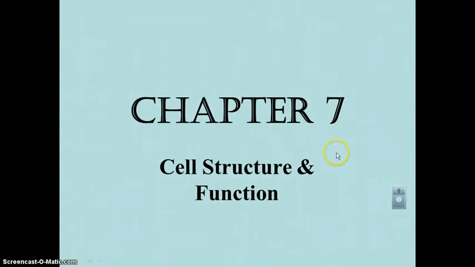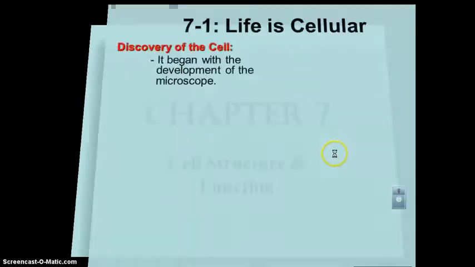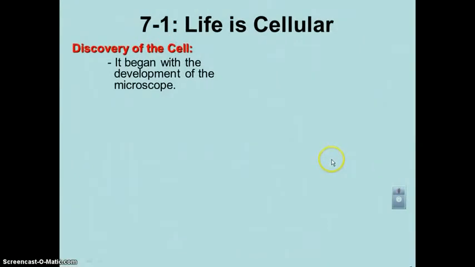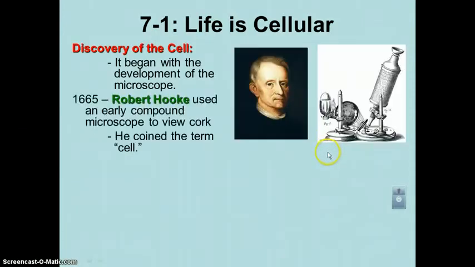Chapter 7, Cell Structure and Function. We're going to begin Chapter 7 with the discovery of the cell and the cell theory. The discovery of the cell began with the development of the microscope, which was beginning to come of age during the 1500s, early 1600s. And our knowledge of the cell begins with a British scientist named Robert Hooke.